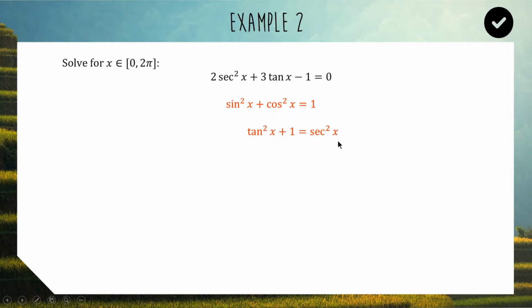And now we can substitute this into our original equation. We can change the sec squared to a tan squared plus 1. And then we'll have tan squared and we'll have tan, and we can solve the quadratic.